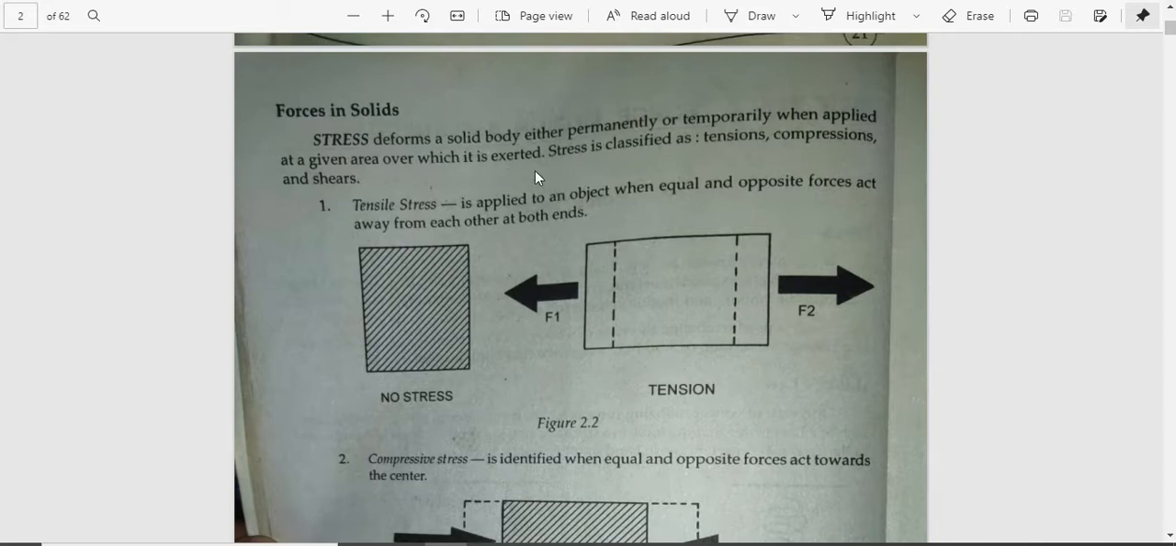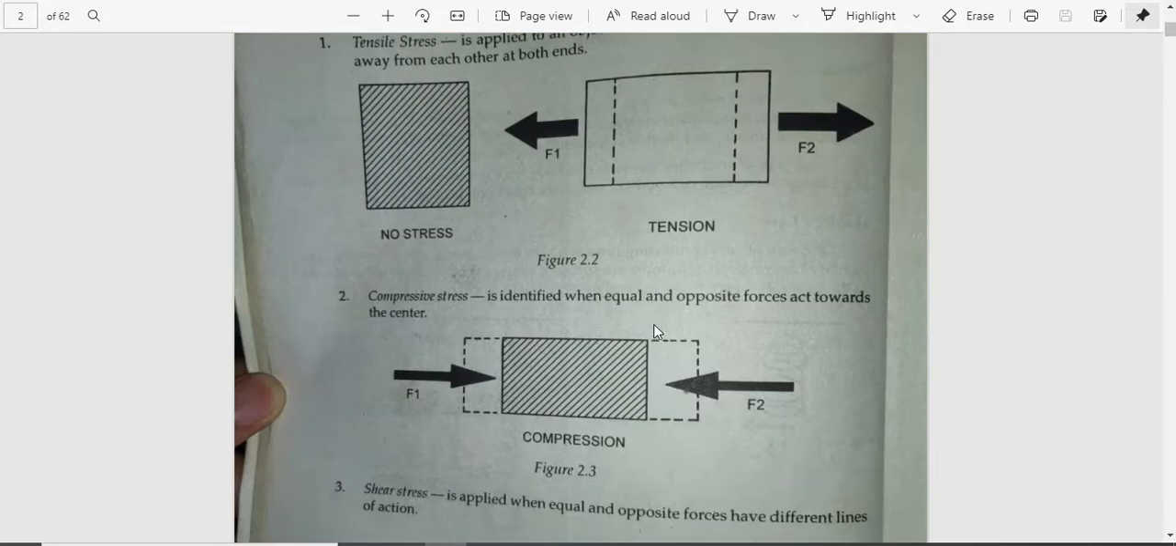Okay, tensile or tension stress is applied to an object with an equal and opposite force away from each other at both ends. So look at this, this is the original object, but if you apply force on both sides with equal area, in opposite directions, it spreads out. So tension, you pull it away from each other.